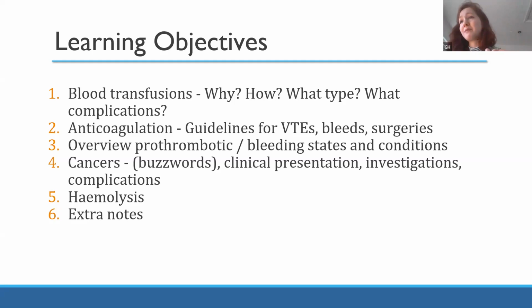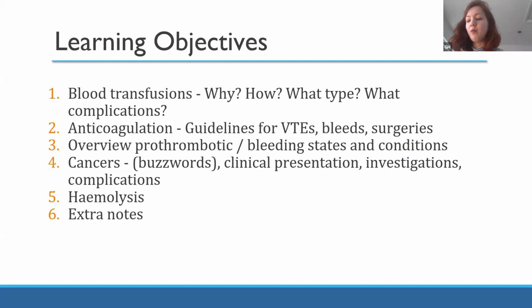Anticoagulation, again, you're going to be asked about this all the time as an F1, but this also comes up in exams. I did surgery as my first 4-month placement, HPB surgery, and I actually saw more blood transfusions and anticoagulation on surgery than on haematology. Then a quick overview of prothrombotic and bleeding states and conditions, because that comes up in the exams, and what you need to know clinically as an F1.